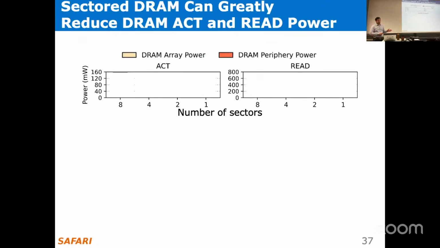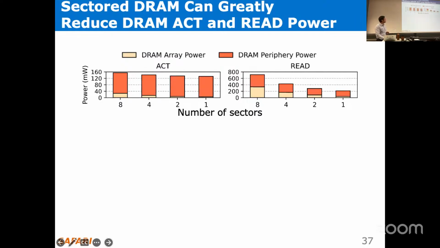So I'll show you the power improvements by making use of fewer sectors. We investigate the activate and read power. Write power looks very similar to read power, so you can think of this as read and write. The x-axis shows you how many sectors you activate or read. And here's the power consumption broken down to DRAM array and periphery power for activating and reading 8 sectors. This is the full plot.